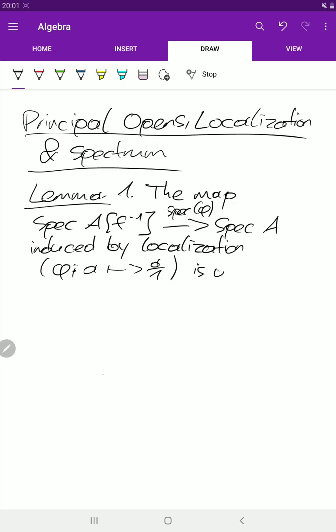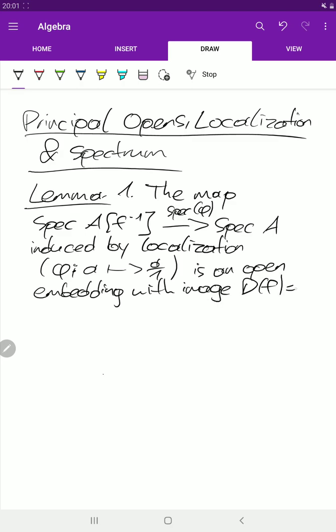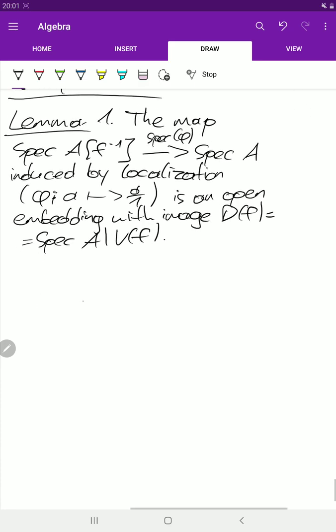And the claim is now that this is an open embedding with image D(f), which is the spectrum minus the vanishing of f. Okay, that's the first claim.